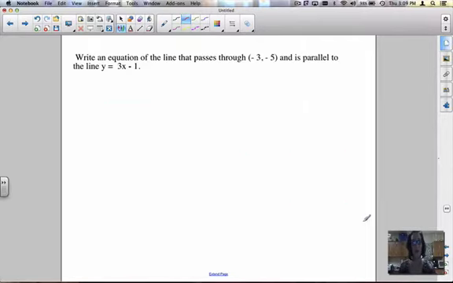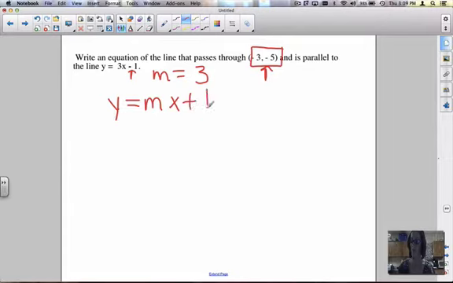All right, let's try to write equations of these lines. Write an equation of a line that passes through (-3, -5) and is parallel to the line y = 3x - 1. Now, if it's parallel, it has the same slope, so it's going to have a slope of 3. If it's going through this point, I now have to find a new b value that is parallel and goes through this point. So to do this, I'm going to fill in what I know.